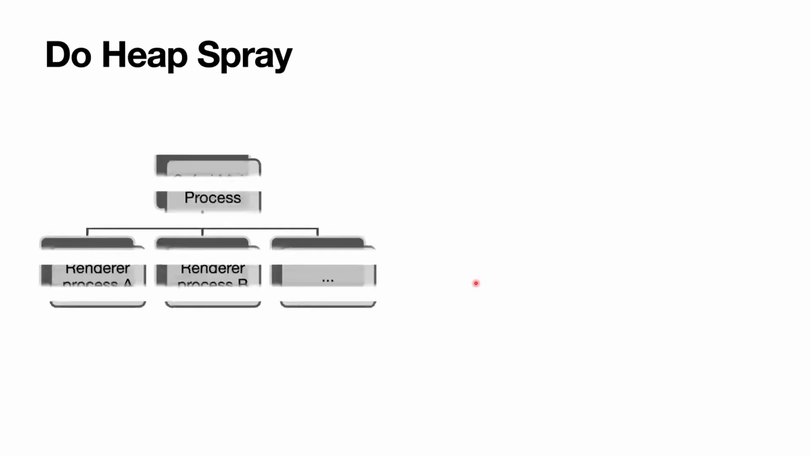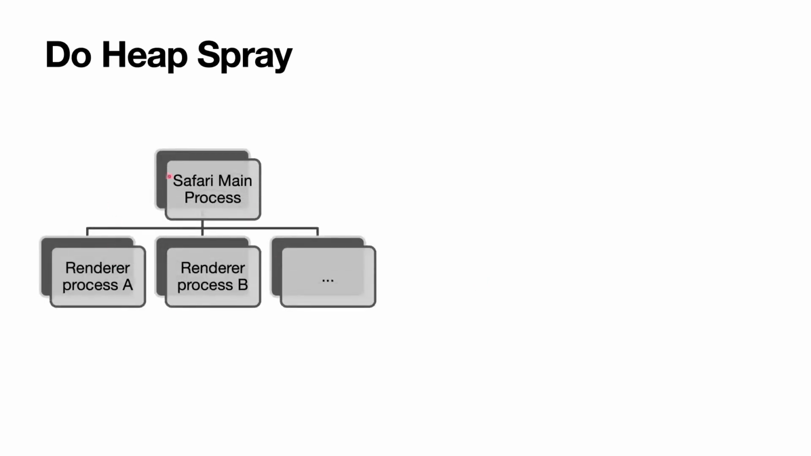I first tested it on a machine with 16 gigabytes of memory. In order to improve the success rate, I sprayed 4 gigabytes. But later, I found that Safari monitors the memory used by each render process. If the memory used is too large, it will be killed. So I finally chose to spray 2.5 gigabytes, but this will cause the success rate to drop a little. But this is not a big problem.